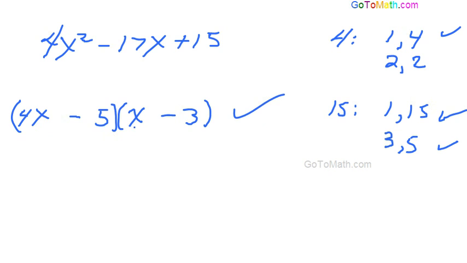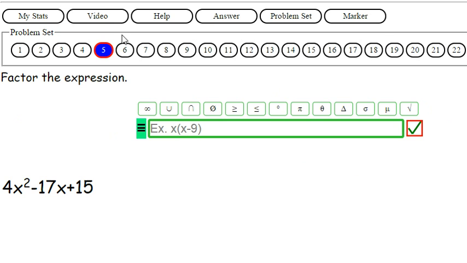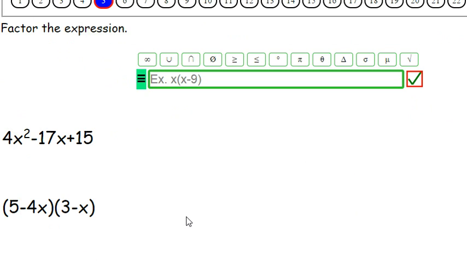So 4x minus 5 times x minus 3. Yeah, 4x times negative 3 is negative 12. And then minus 5x is negative 17. And negative 5 times negative 3 is positive 15. So we just about bypassed the whole thing. That wouldn't have been good.